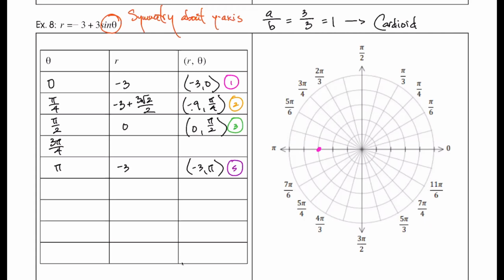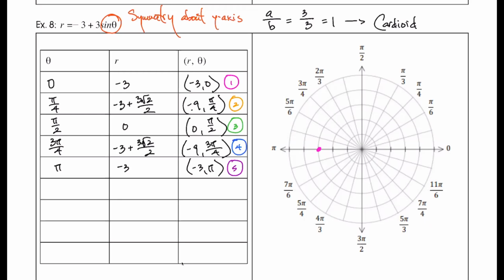Let's figure out the other one first. Sine of 3 pi over 4 is the same as sine of pi over 4, so we'll actually get the same r value. Now you can do all of this on Desmos or on your calculator. It'll help you figure out those points a little bit faster, but I wanted to write that out so you could see how you might figure those out. But now let's plot those points.